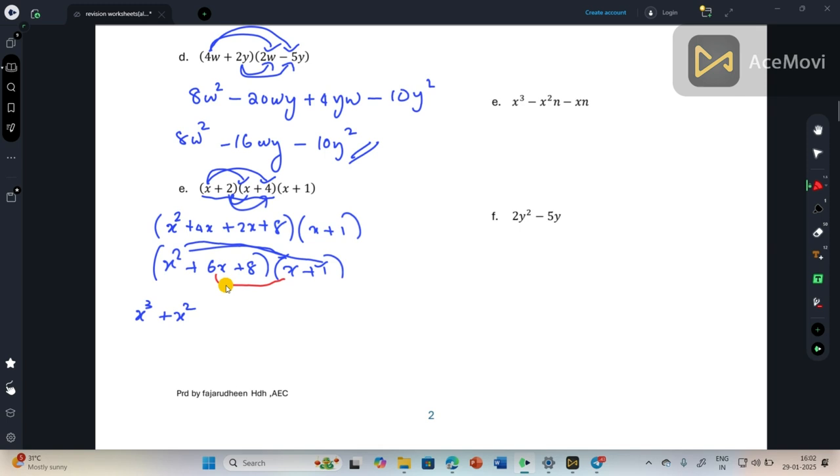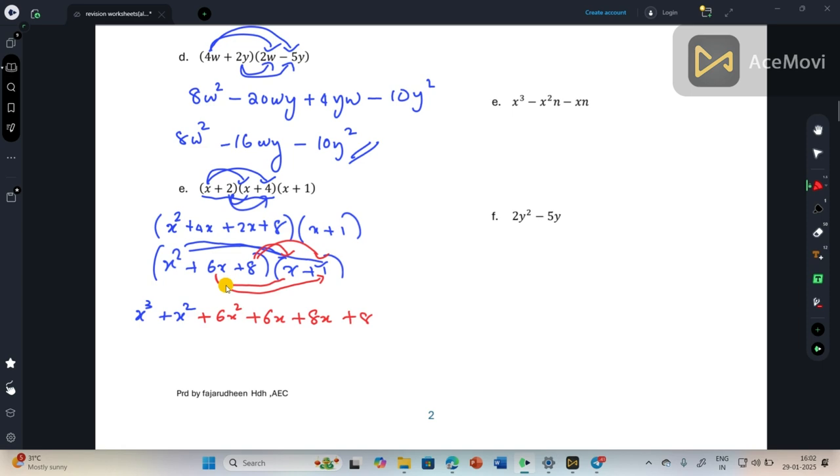6x times x, that is positive 6x square. Then 6x times 1, that is 6x. Okay, now the last number, 8. 8 times x, it's plus 8x. Then 8 times 1, that is 8.